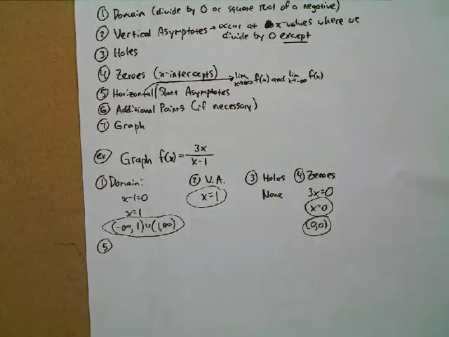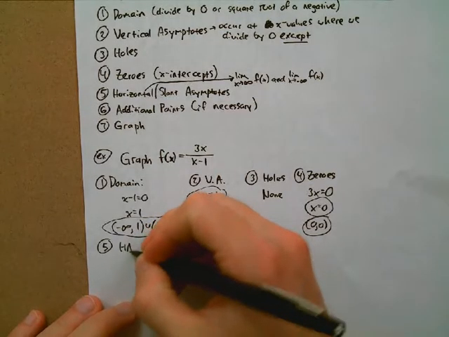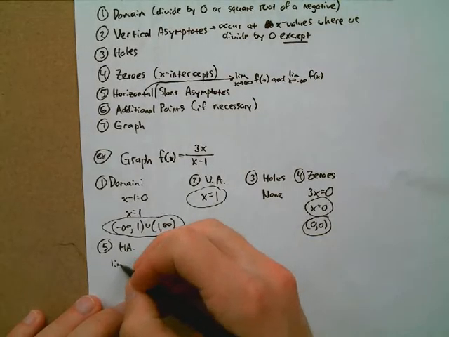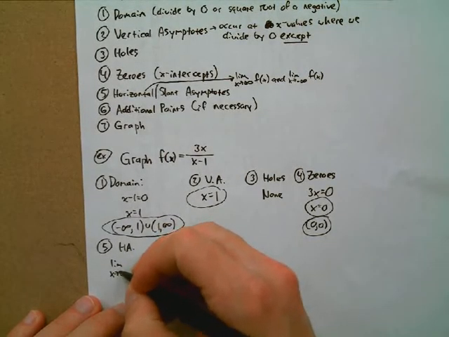All right. So here for the horizontal asymptotes, we're going to take the limit as x approaches infinity of 3x over x minus 1.